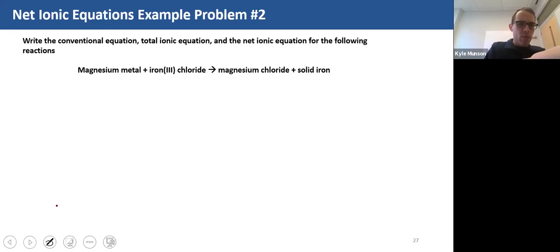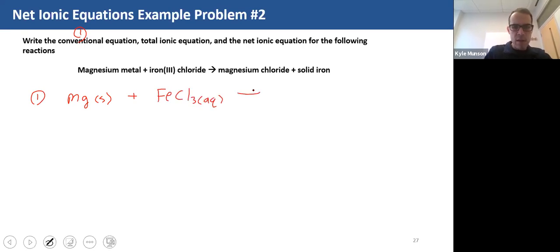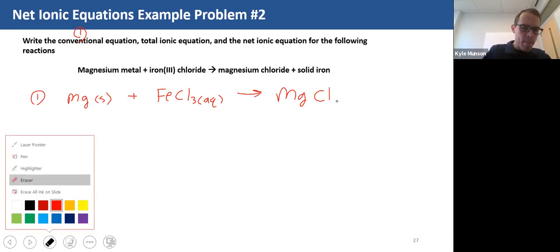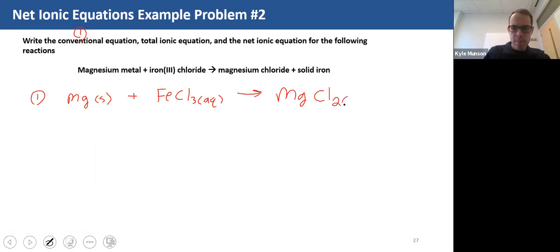Okay, so let's start with the conventional. So let's say that's 1. So we have magnesium metal, that's just going to be a solid, plus iron 3 chloride, which is aqueous, gives me magnesium chloride. Whoops, I messed up. Which is also aqueous, plus solid iron.